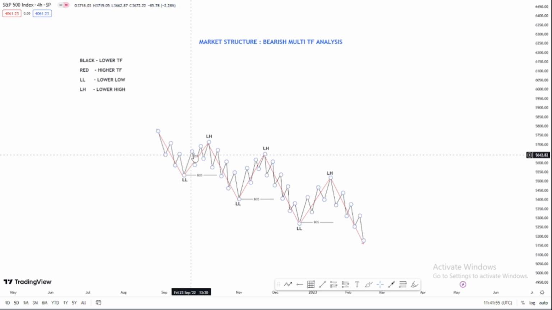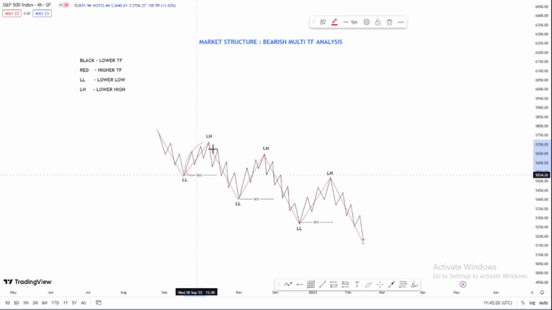Change of character, break of structure. So obviously on the smaller time frame, we're having, how can I put it, two trends. We understand that the overall movement is to the downside, but we still have those uptrends, as you can see. Even here, we have the market pushing to the upside, producing a series of higher highs and higher lows. Even here, and even here, the market still produces a series of higher highs and higher lows.